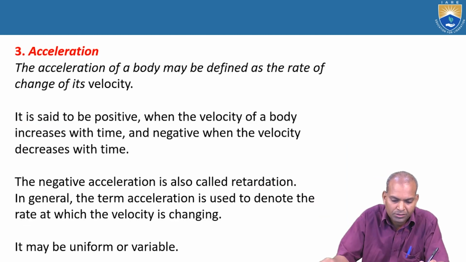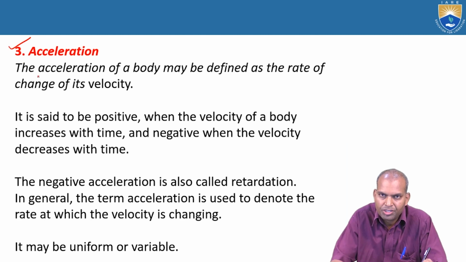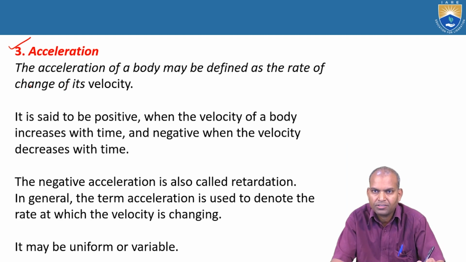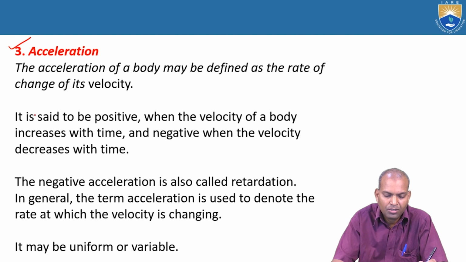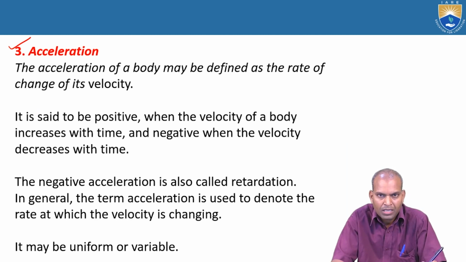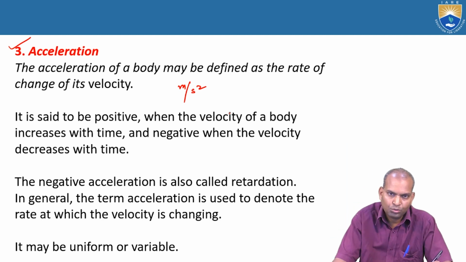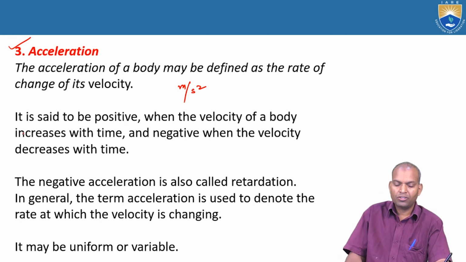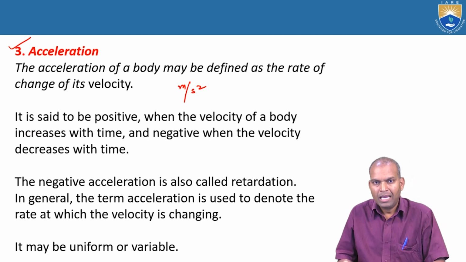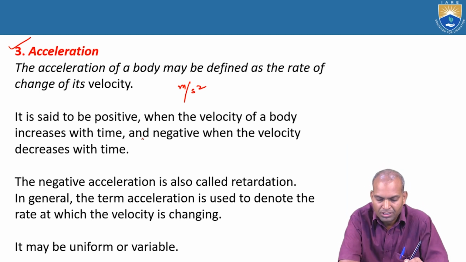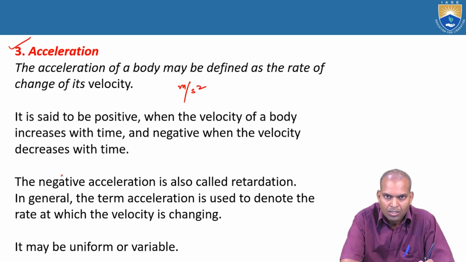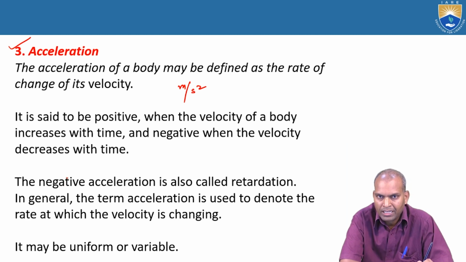Now the very important term is acceleration. What is acceleration? Acceleration is defined as the rate of change of velocity with respect to time. The unit for acceleration is meter per square second. There are two types of acceleration. When the acceleration is positive, the velocity of the body increases with time. When the acceleration is negative, it decreases with time. Negative acceleration is known as retardation.